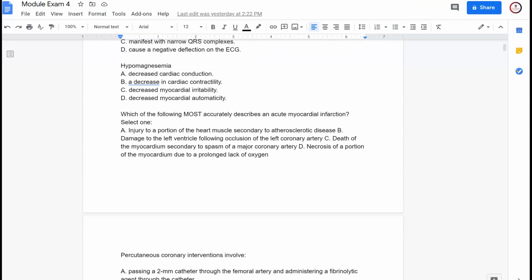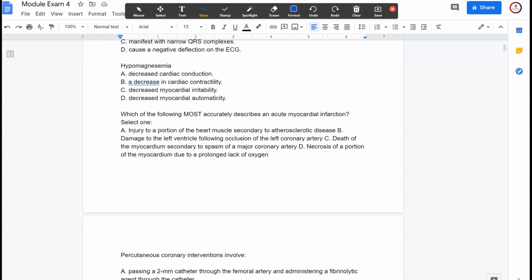All right, hypomagnesia. This one was more of a, do we remember what we read and what we did in our assignments? What does hypomagnesia do in the body? The whole question is actually what hypomagnesia would most likely result in. So it's definitely going to be a decrease, obviously. The answers here kind of tell you that. And this was just a memorization, and it was decreased cardiac conduction.